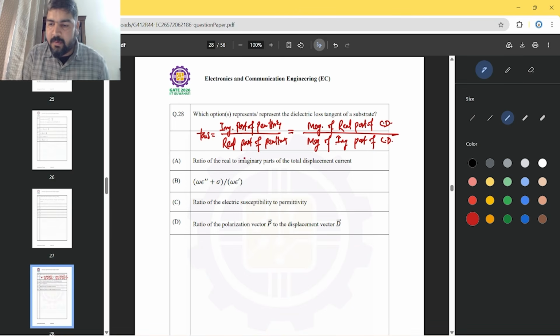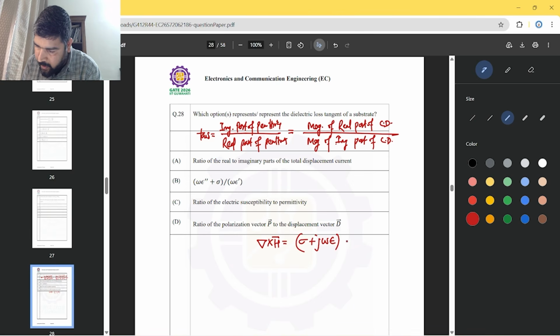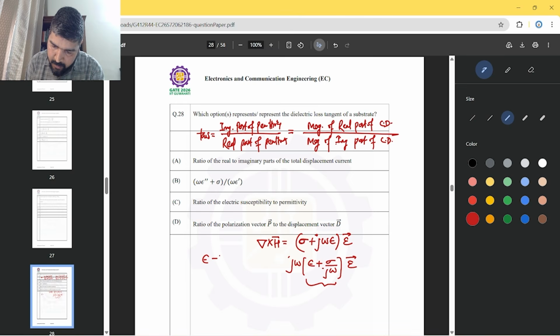Now let's first come to this. Let's assume that in general the medium is conducting. If the medium is conducting, then according to Maxwell's equation, I can write curl of H equal to (sigma plus j omega epsilon) into E. Now we can take this j omega out. This will become j omega (epsilon plus sigma by j omega) E. So you can say that in the conducting medium, this is the net permittivity, and it is complex: epsilon minus j sigma by omega. This is the complex permittivity.